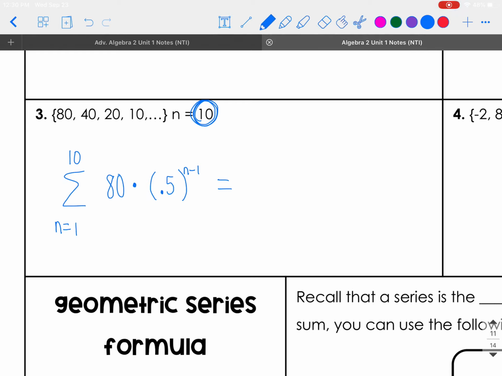And this can get typed into the calculator. Math 0, x equals 1 on the bottom, 10 on top of sigma. Then I go over 80 times 0.5. Then I do my exponent, x minus 1 in there. And I get 159.84.